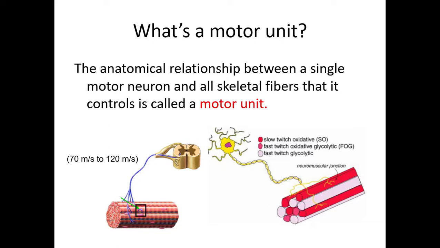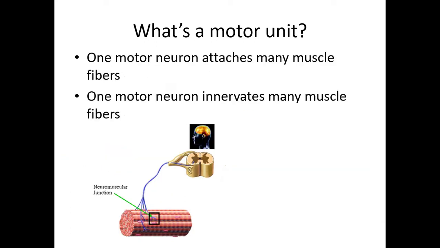The alpha motor nerves that leave the spinal cord to innervate skeletal muscle are the fastest nerves in the human body. Action potentials travel along these nerves at a rate of up to 120 meters per second. In other words, the motor unit is the functional unit of muscle contraction and includes the motor nerve fiber and the muscle fibers it innervates.